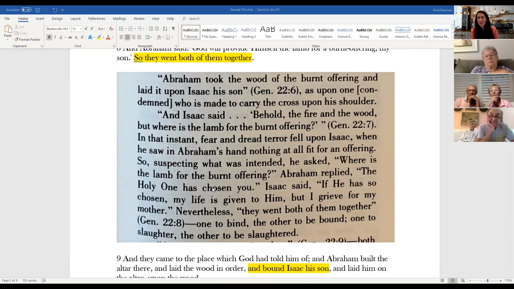All right, interesting. Like we just said, you have to read this knowing what historical time it's being written and what they know, right? And Isaac said, behold the fire and the wood, but where is the lamb for the burnt offering? In that instant, fear and dread, terror fell upon Isaac when he saw in Abraham's hand nothing at all fit for an offering. So, suspecting what was intended, he asked, where's the lamb for the burnt offering? Abraham replied, the Holy One has chosen you. Isaac said, if he has so chosen, my life is given to him, but I grieve for my mother. Nevertheless, they went both of them together, one to bind, the other to be bound, one to slaughter, the other to be slaughtered.